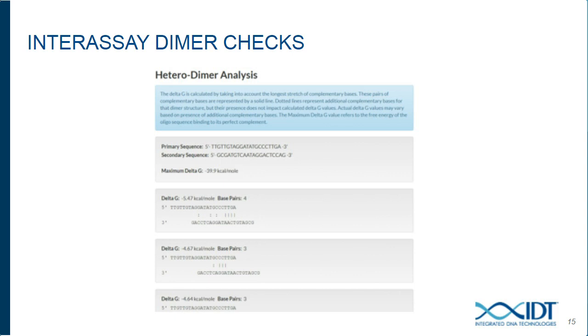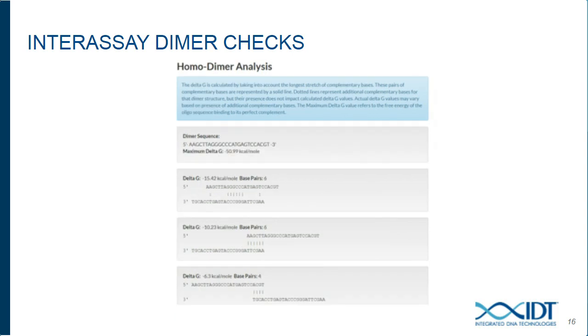If I do see a configuration like this where I have this free 3' hydroxyl, I want to tighten up those specs a little bit between 0 and -6.5 kilocalories per mole. Since this one falls within that range, I'm not too concerned about this dimer.